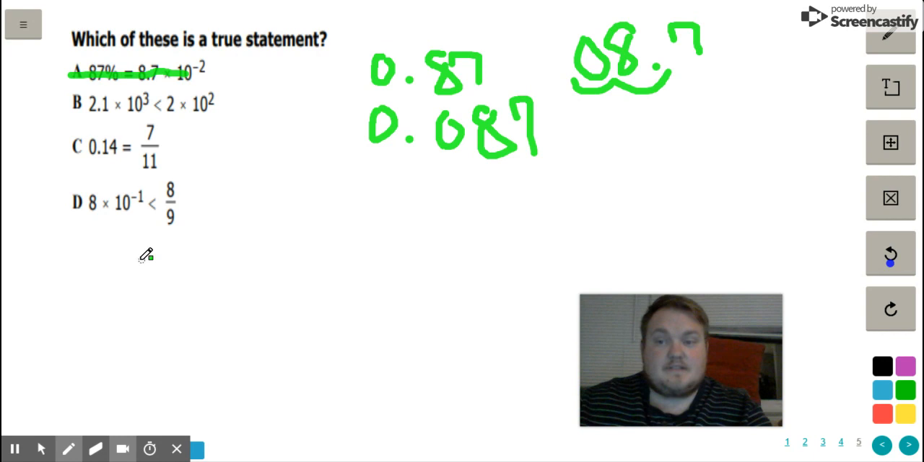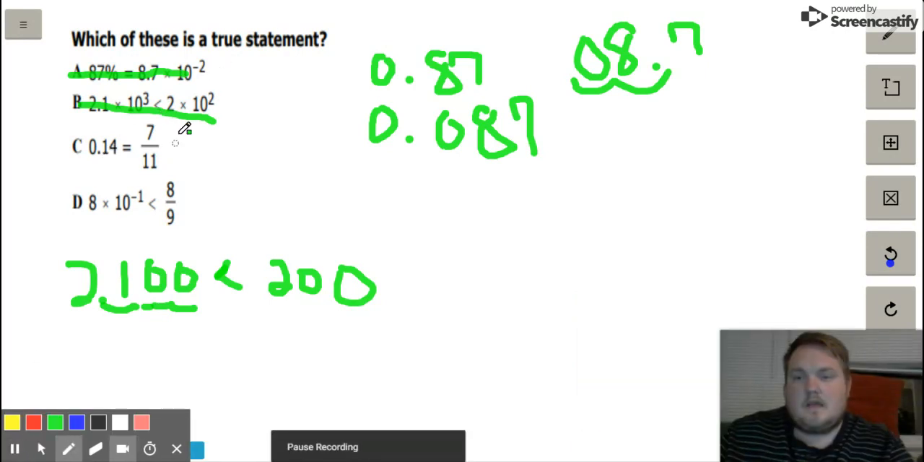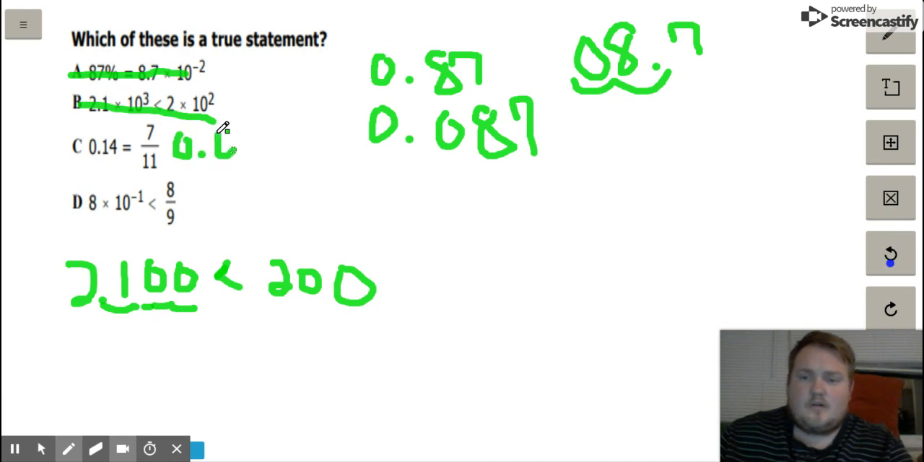Okay, 2.1 times 10 to the third. 2.1, move it 3 spots. There's one more and there's one more. So you would have 2100. And then, is that less than 2 times 10 to the second, which would be 200? That's also not true. This is bigger than 200. Remember, the inequality sign is eating the bigger object. Okay? And then we're going to do 0.14, and then 7 divided by 11 is 0.64. And those two numbers are not equal, so I can cross that out.